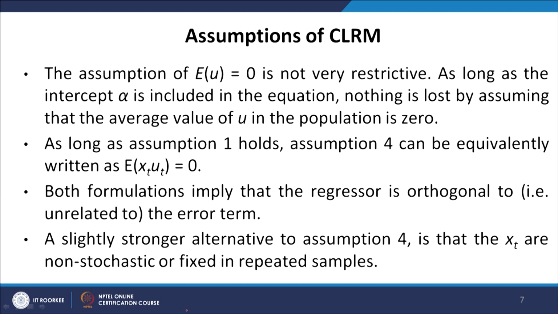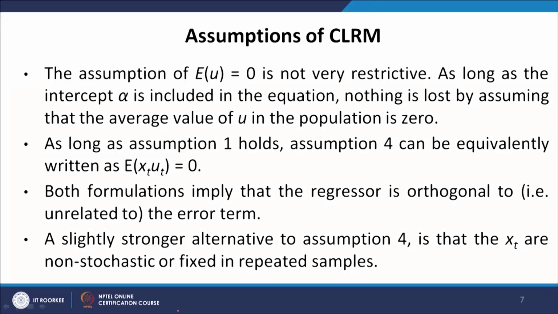Nothing is lost by assuming that the average value of u in the population is 0, because even if it is not 0, it can be rendered 0 by modifying the model in such a way that alpha will take care of the non-zero mean of the error term.